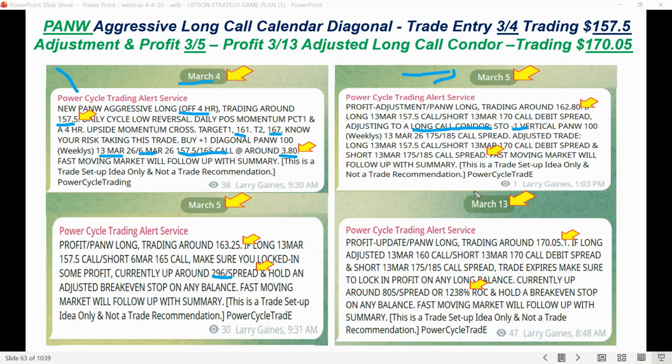And then on the 13th, this thing was up big on profit. It was trading at 157.5 when we set it up, and now on the 13th, it was trading at 170.05. We had adjusted this into a long call condor, the 13 March 160 call, short against it the 13 March 170. So that's your debit spread side. And then we also had the 13 March 175, 180 call credit spread. That created this call condor at super low risk. And we were up over 1,200% return on this trade adjustment.